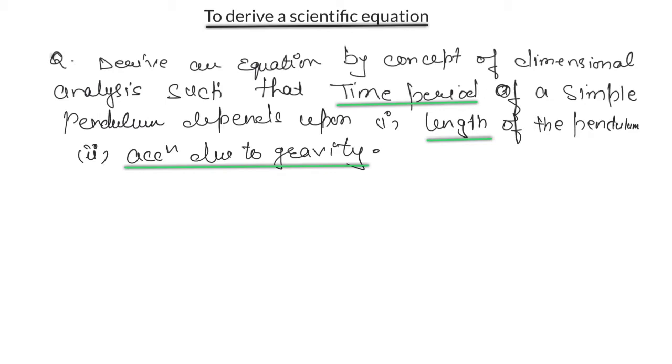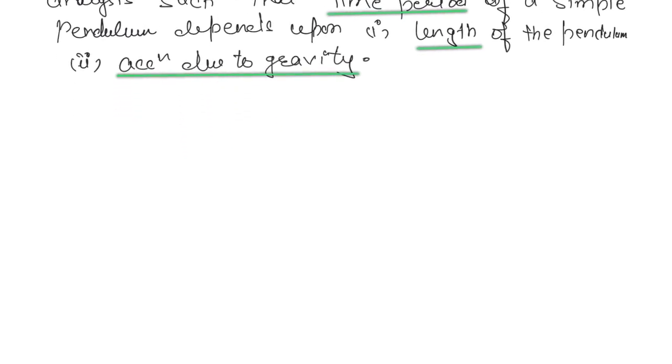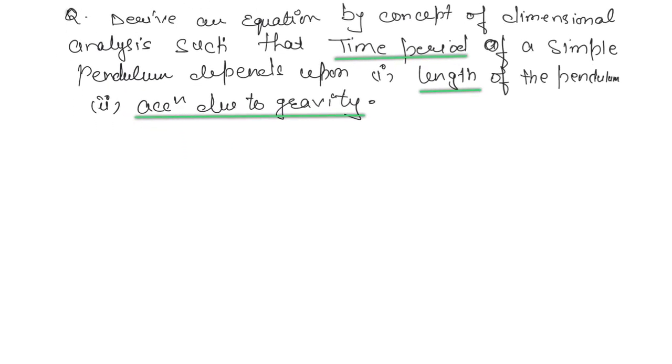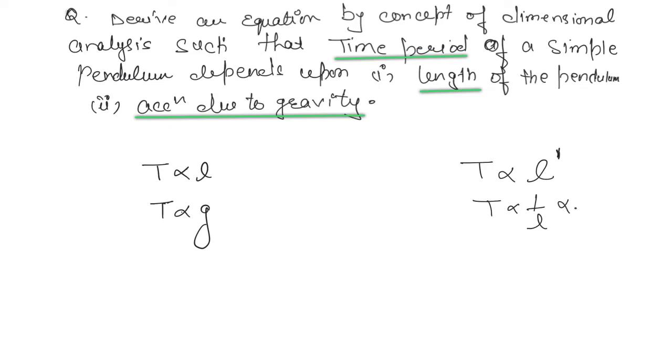So the concept is very simple. What we will do, first you notice what we have to derive. Class, we have to derive the time period. So we will write T. It depends first on length, second on acceleration due to gravity. Okay, so you will write in this way. Now we don't know the time period is directly proportional to length or inversely. If it is directly, the power will be 1. If it is inversely, the power will be minus 1.